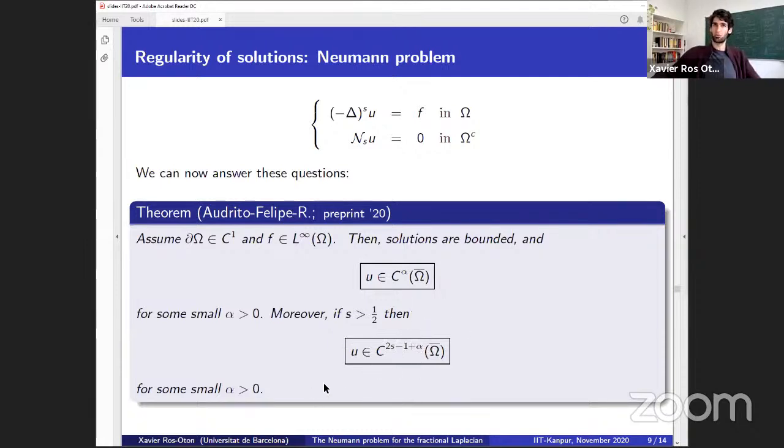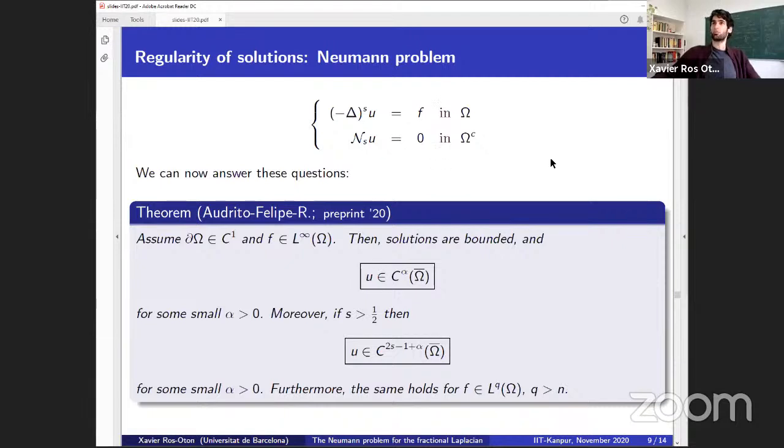And actually we can prove the same for F not only being L infinity, but being simply LQ for Q bigger than N. So this is our main result that we prove in this preprint with Alessandro and Juan Carlos. And it concerns the regularity up to the boundary for solutions to the Neumann problem.